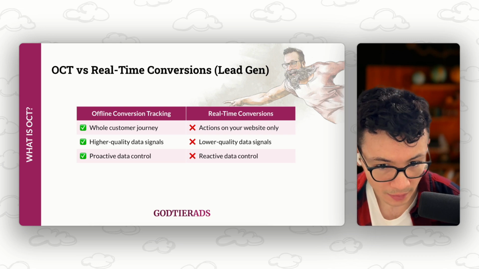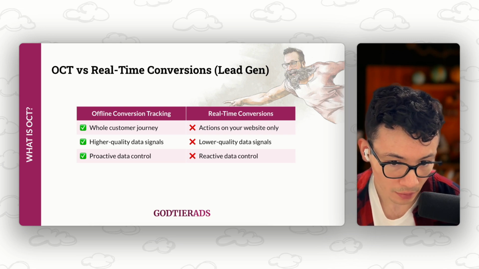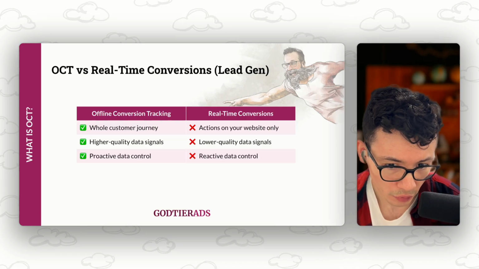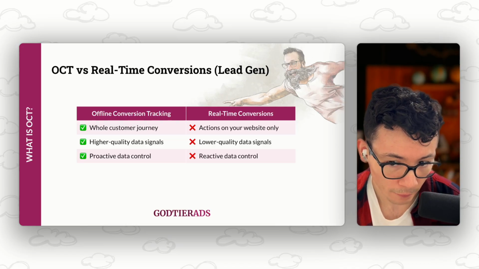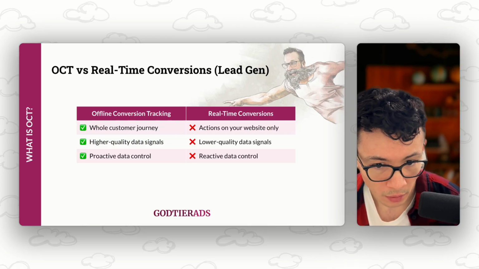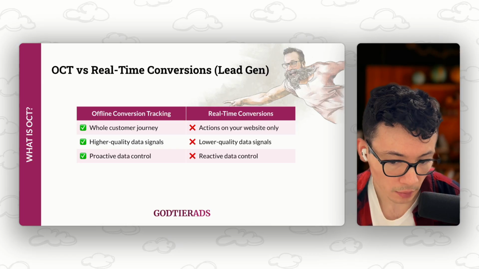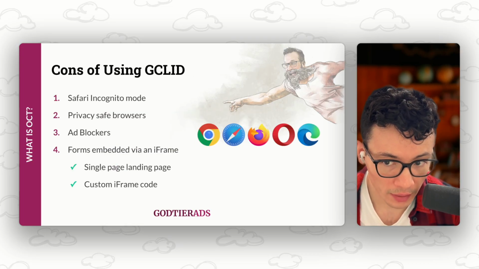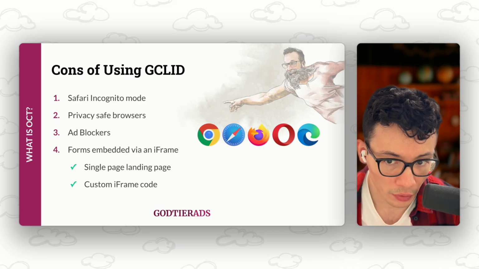Which means we're reacting to bad data that has already been sent to Google. Whereas if we had uploaded it with offline conversion tracking, we could maybe spot that before it's uploaded, and we could remove that bit of data before it gets sent to Google, which makes life a lot easier in the long run.